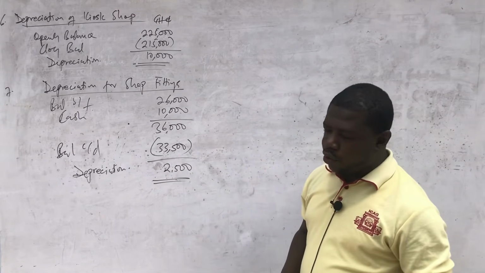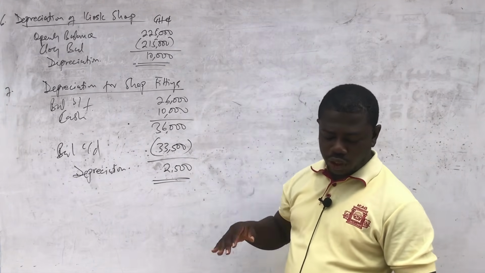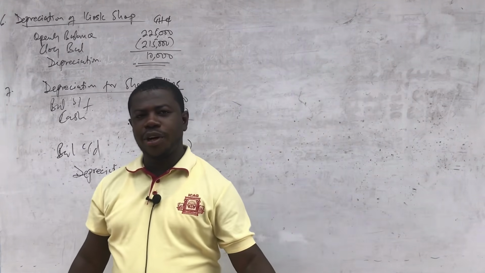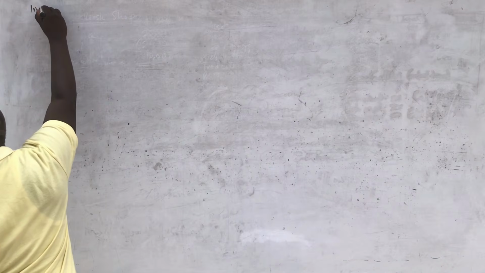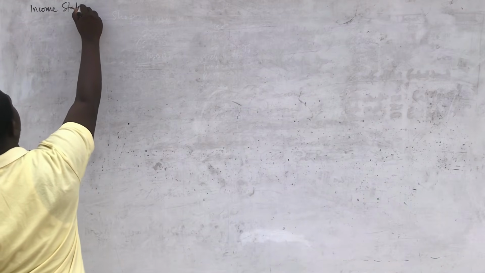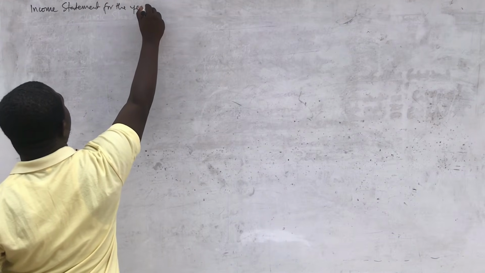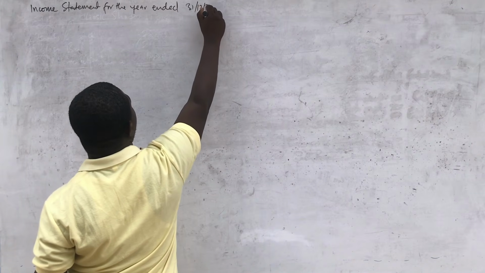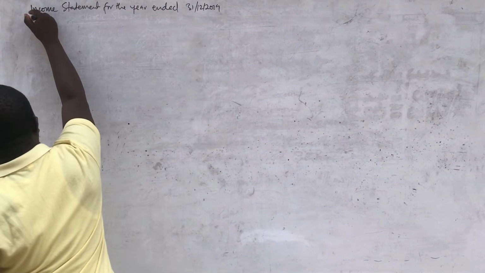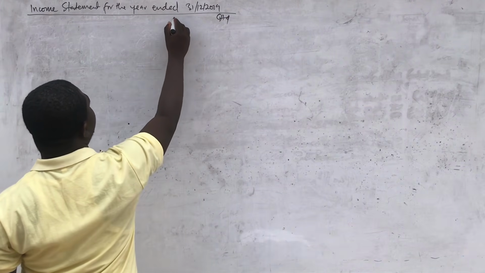Okay, so we are going to prepare our income statement. I'm going to clean this, and I'm going to start from here to prepare the income statement for Emmanuel Lanson. Okay, so for Emmanuel Lanson, we'll say income statement for the year ended 31st March 2019. Then we'll put our currency signs.